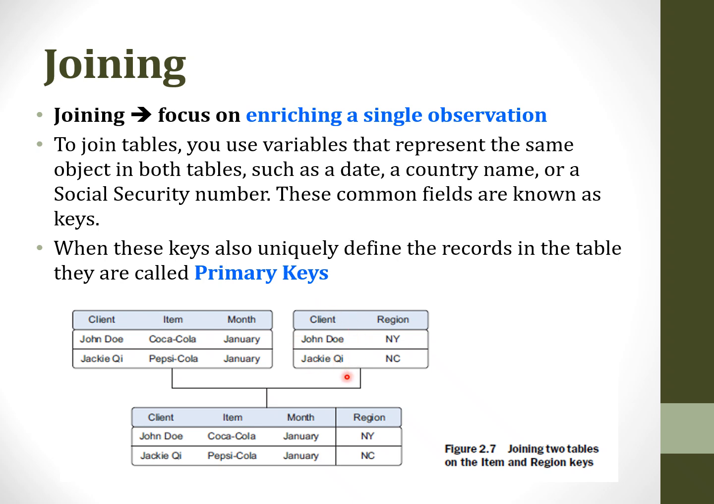Using this client, we can merge both of these tables. As a result, we get a single table with all the fields from both the tables. So this is joining the tables based on key values.